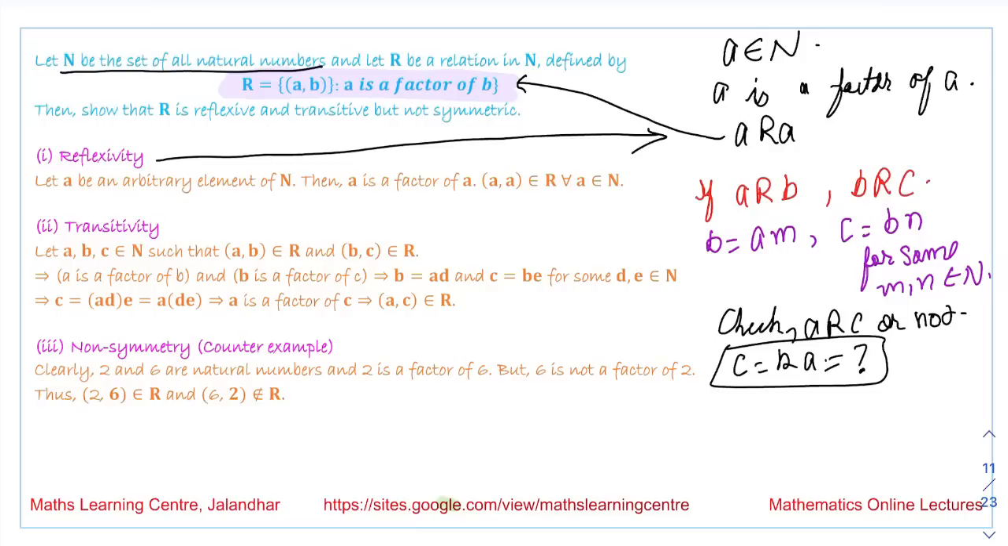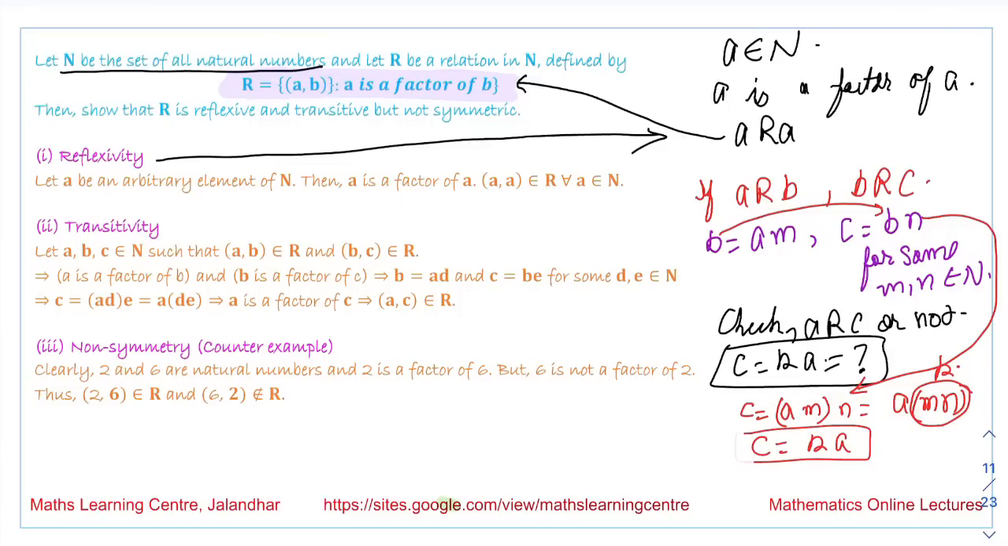So we just substitute this value of B in this equation and we obtain that C is equal to A m into n, which is equal to A into mn. In place of mn, if we write K, we get C is equal to K times A. This gives us that A is a factor of C, and A is a factor of C means that A is related to C. So for A related to B and B related to C, we have A related to C. It means this relation is a transitive relation.